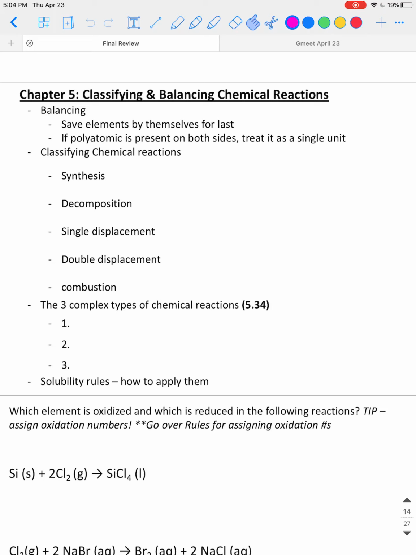Remember, in chapter 5 we learned how to balance chemical reactions, and we learned how to classify chemical reactions. So a few quick reminders on balancing. Here's a key tip. Number 1, save elements that are by themselves for last, okay? So anything that is just an element by itself, you can put a coefficient in front of it without altering any other element that may already be balanced. So that's why that's helpful.